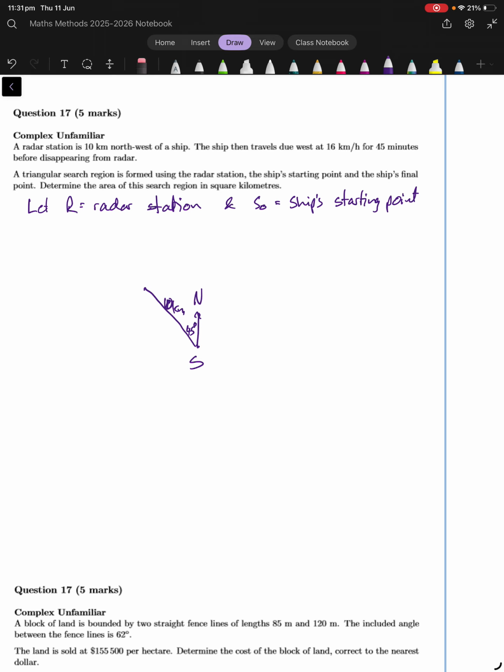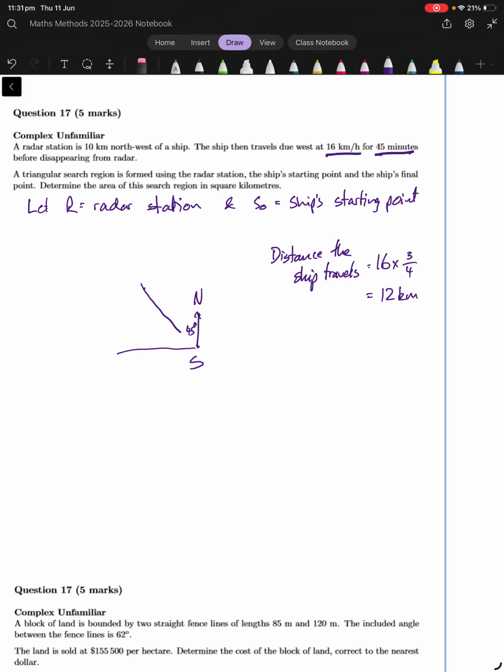And the ship travels due west. So the distance the ship travels, finish reading the question. Travels due west at 16 kilometres an hour for 45 minutes. So the distance, of course, is speed times time. So that's 16. That was in hours. So my 45 minutes, I've got to make 3/4 of an hour. It's travelled 12 kilometres.